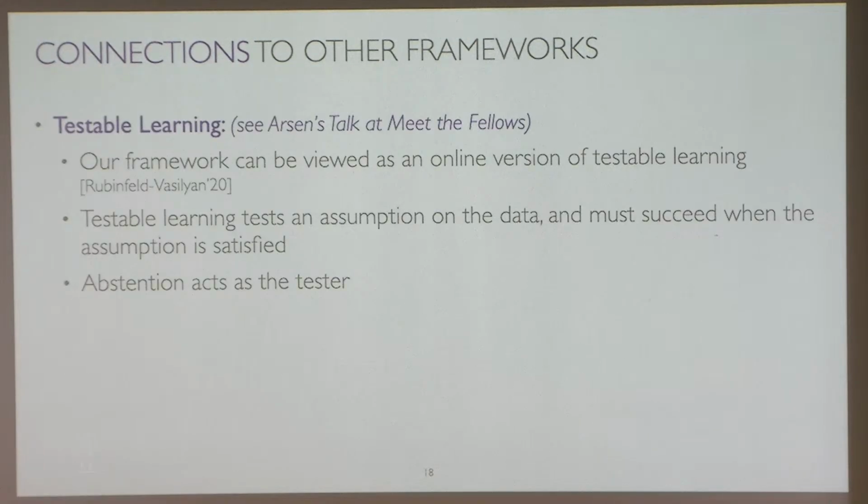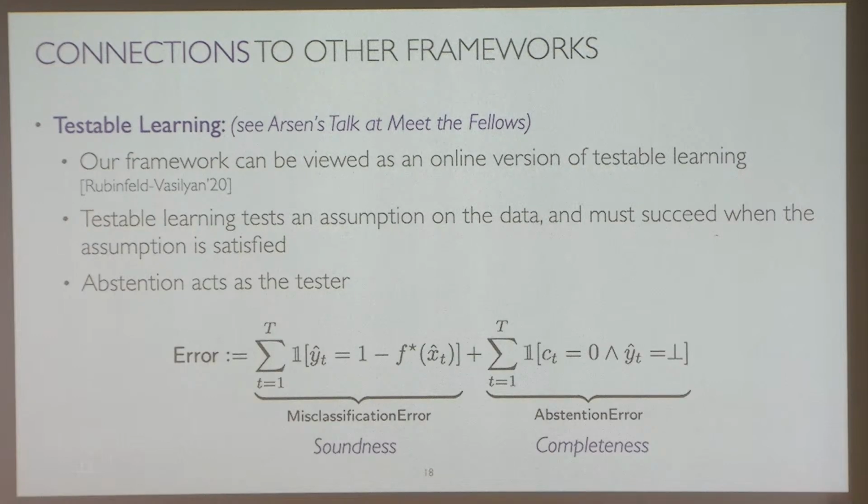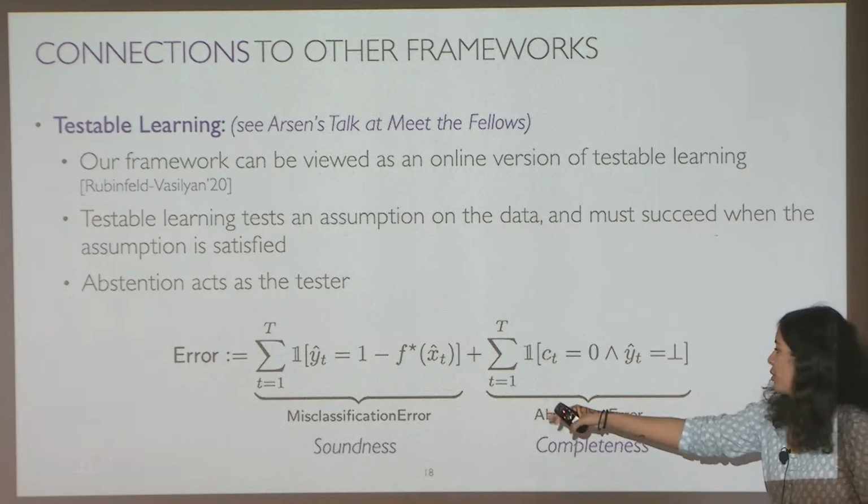And then another interesting connection is to testable learning. If you attended Arsen's talk at Meet the Fellows, this framework can be viewed as some version of the online version of testable learning. In testable learning, it's just like testing an assumption, whether your data satisfies this assumption. And if the assumption is satisfied, then the algorithm must succeed. So you can think of abstention as just testing whether you're in the distribution or not. And the errors also look pretty similar, like soundness and completeness.